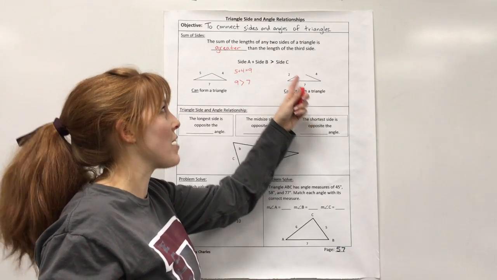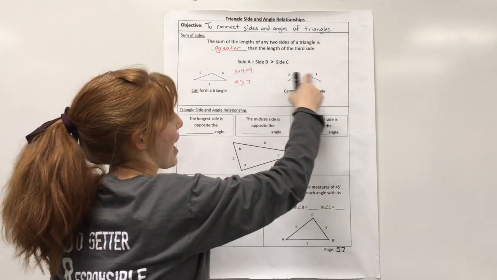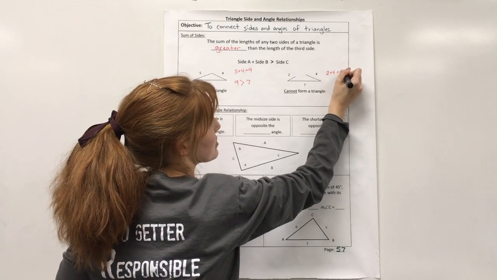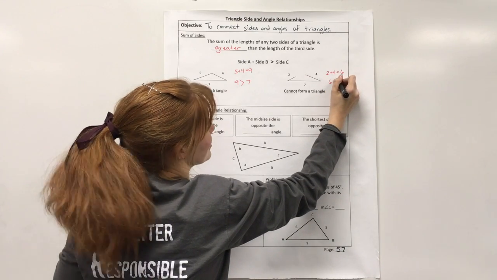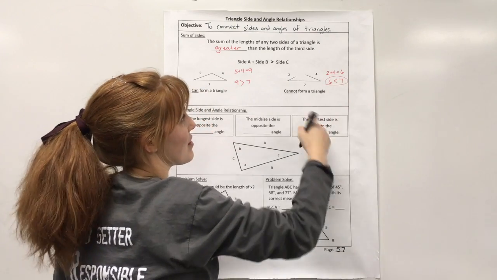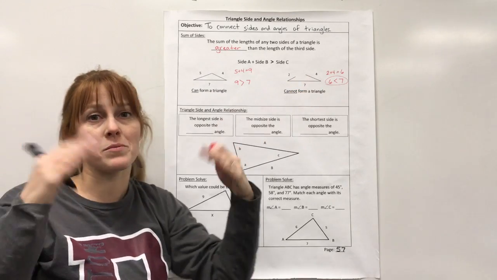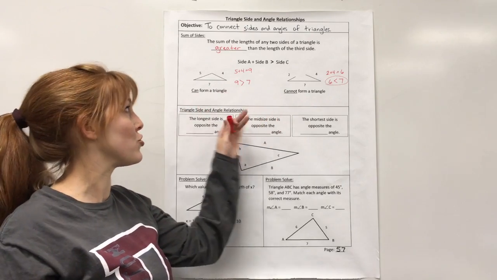Now look over here, I've got sides of 2, 4, and 7. If I add the two smaller sides, 2 plus 4 equals 6. 6 is not greater, it's less than 7. Because it's less than 7, it cannot form a triangle, because as you see, those are never going to meet because they're too short. All right, so now here's another relationship.